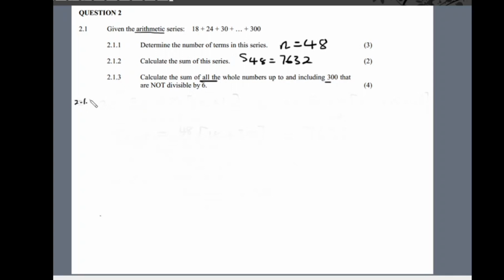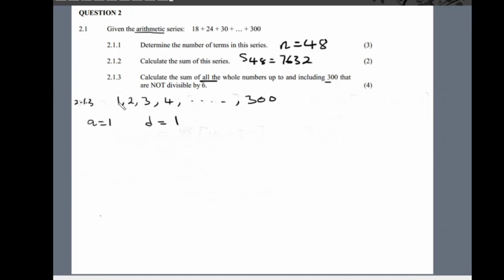Consider the sequence, the sum of all the whole numbers up to and including 300. So it will be a sequence 1, 2, 3, 4 all the way to 300, right? This is a sequence of all the whole numbers up to and including 300. Notice that this sequence is an arithmetic sequence. The first term there is 1 and the common difference is also 1, because to move to the next term you're adding 1, right?